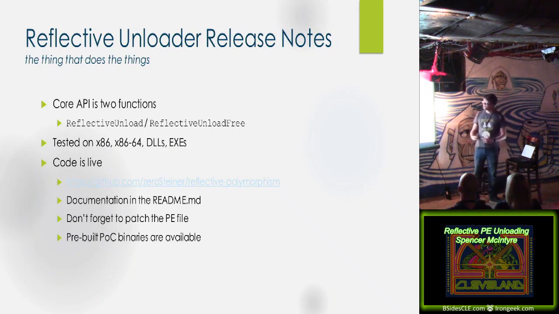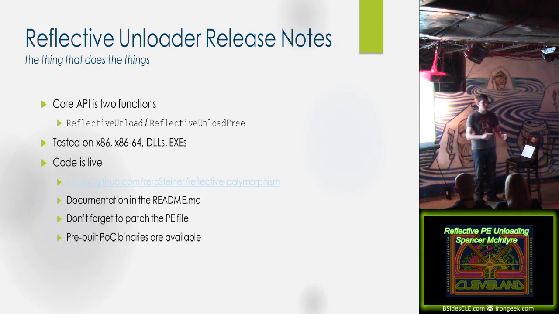So in order to utilize this, this is all public now. At that, you actually can't read that at all. That is way too light against the white. But it's on GitHub under zerosteiner/reflective-polymorphism. It's all right there. So the core API that allows all of this to function is just two simple functions. You have the unloader, which is going to allocate that PE region for you to write it out to.